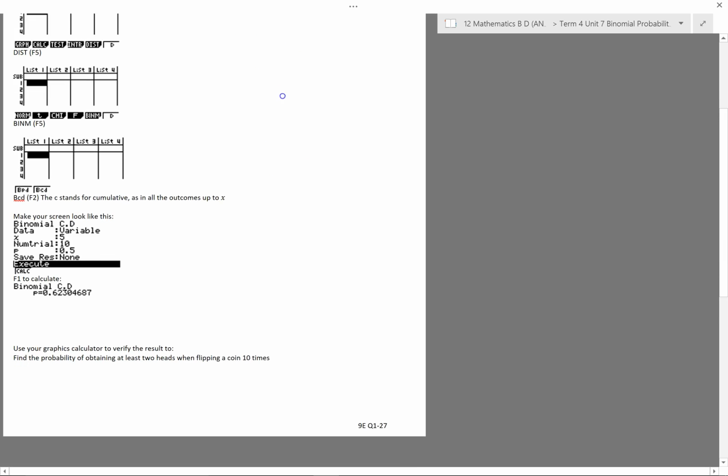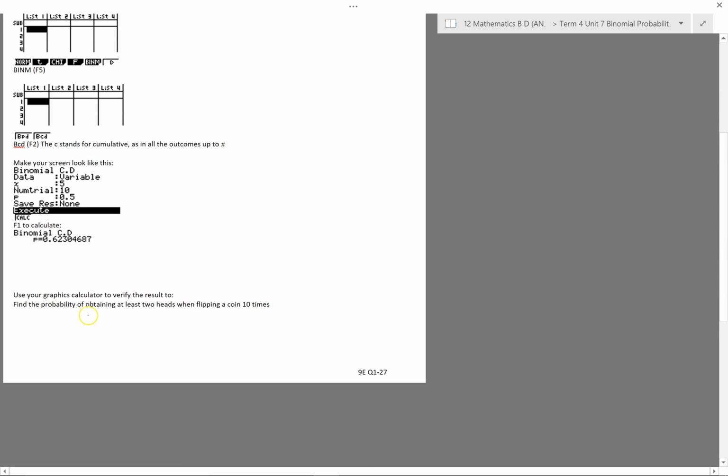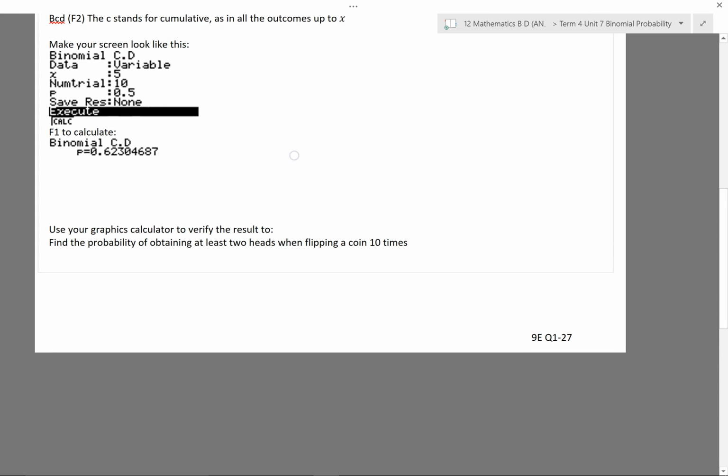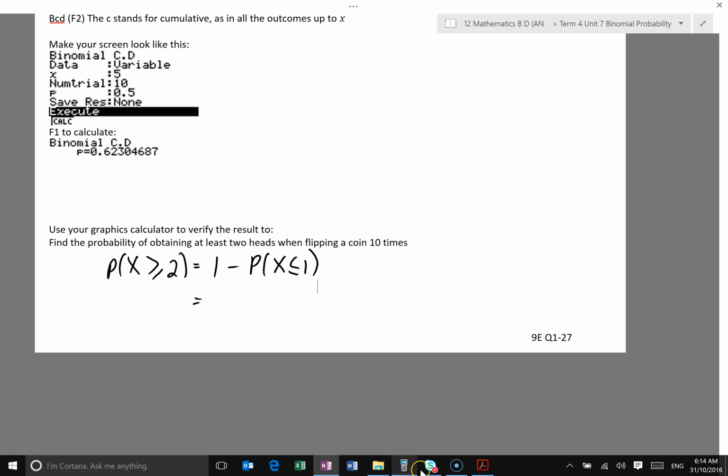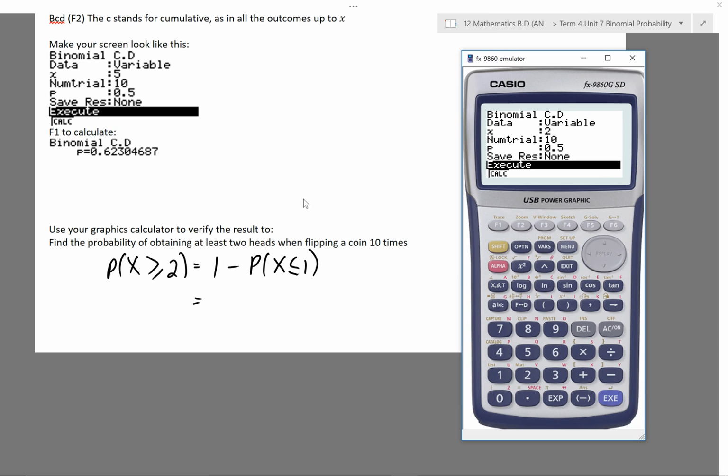Did we verify this one down the bottom? Yep, probability of obtaining at least 2 heads when flipping a coin 10 times. So that's one I was talking about, where it's probability of x being greater than or equal to 2. And we need to change this to 1 minus the probability of x being less than or equal to 1. Always needs to be less than or equal to.